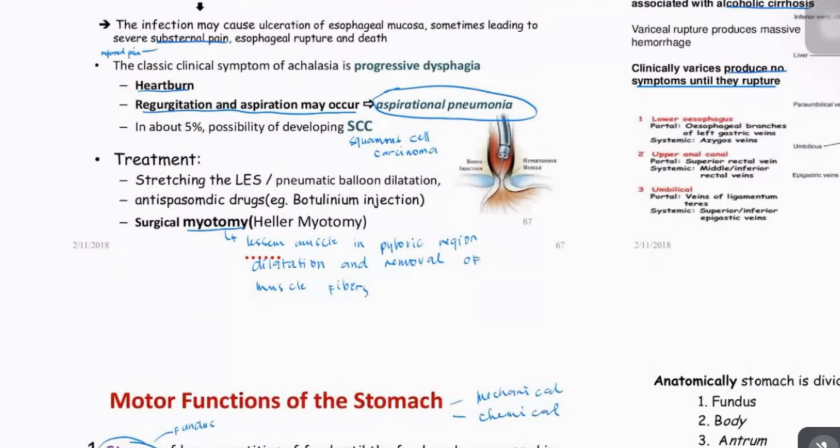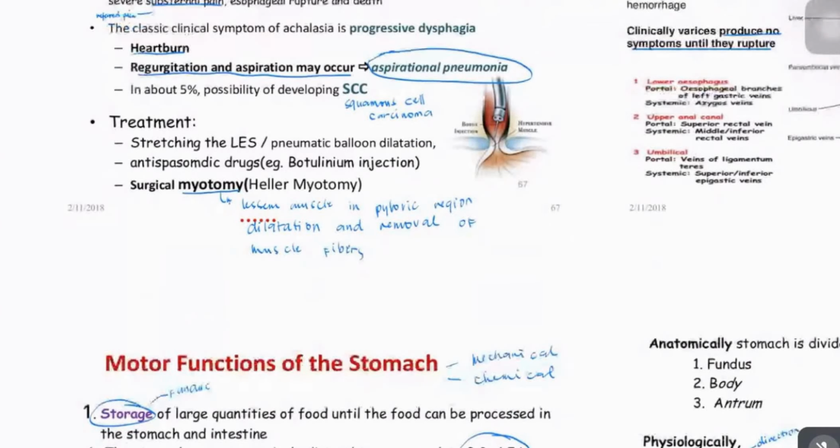Treatment: stretching the LES or pneumatic balloon dilatation, antispasmodic drugs, botulinum toxin injection, okay. Surgical myotomy or Heller myotomy. This myotomy is dilatation and removal of your muscle fiber.